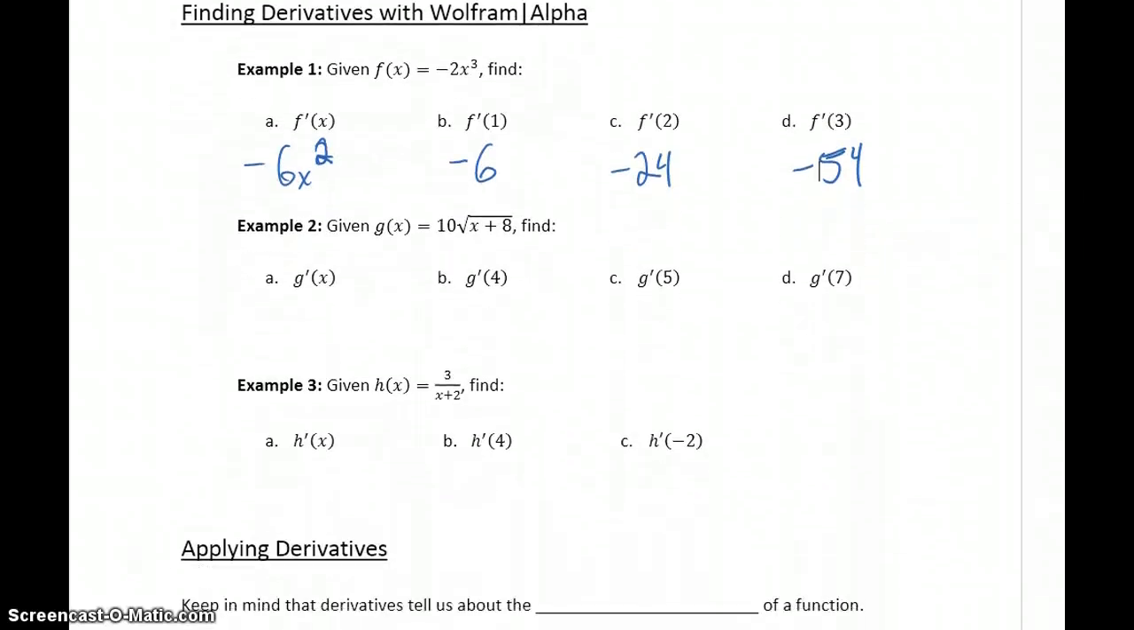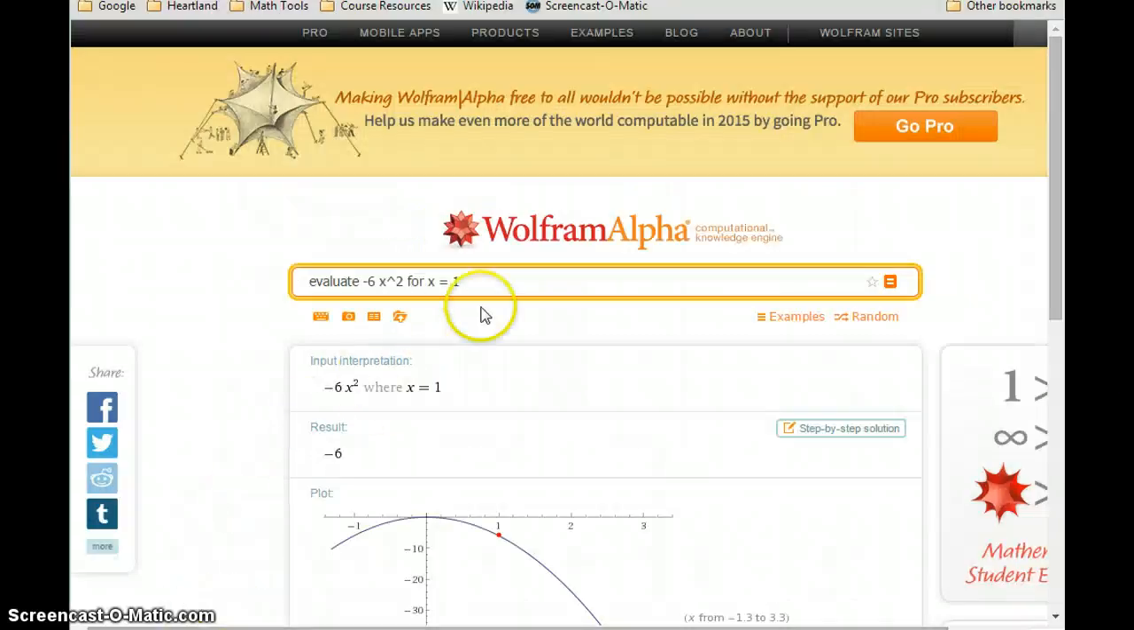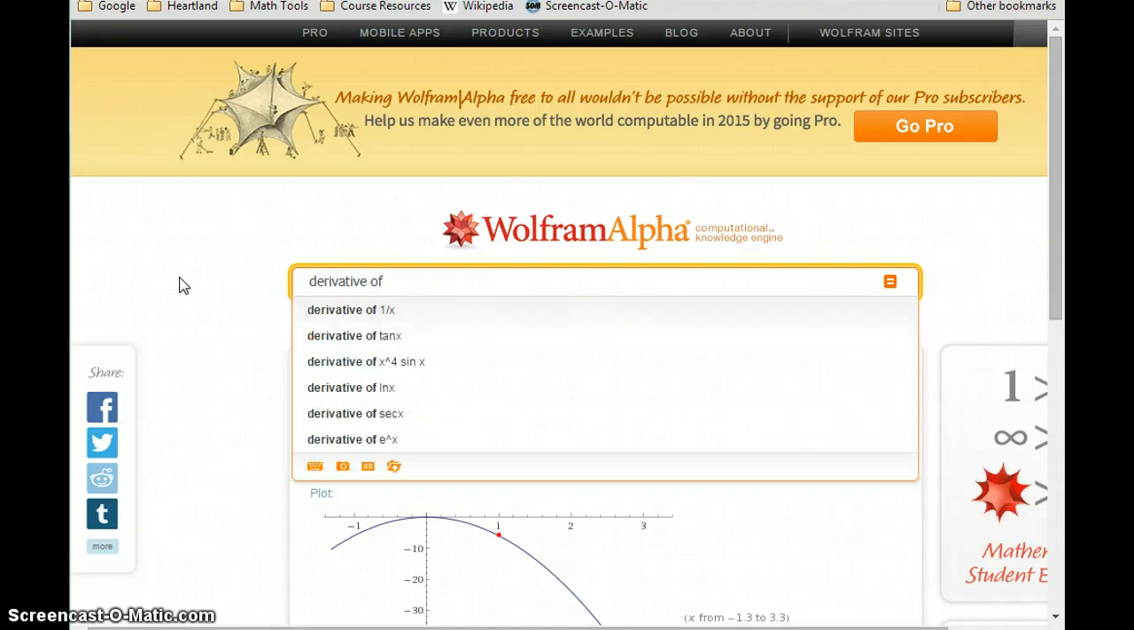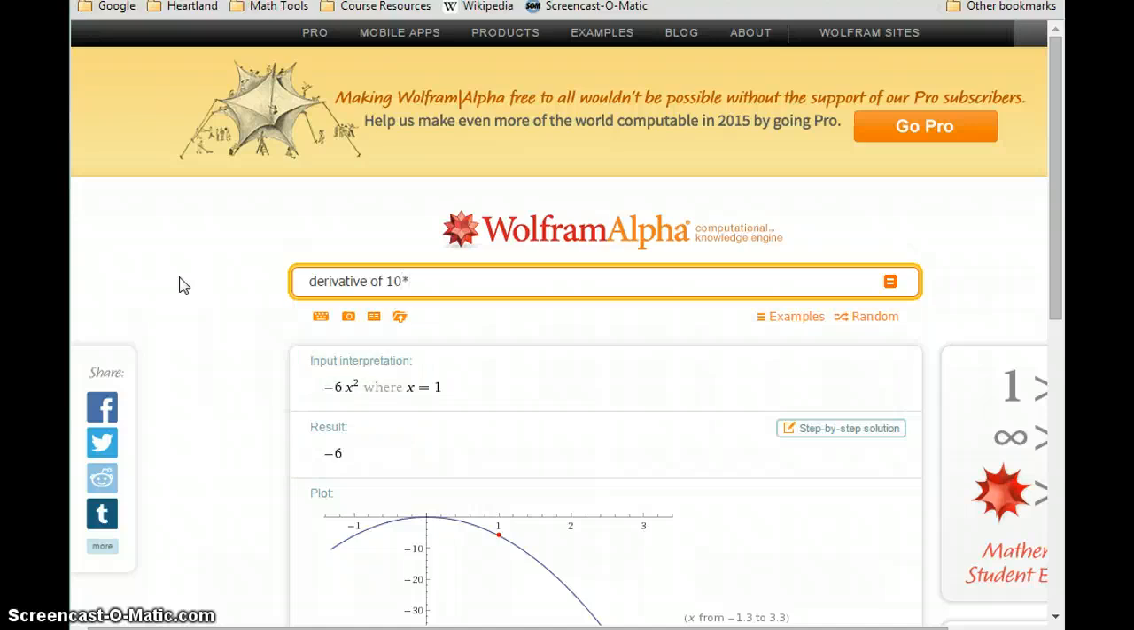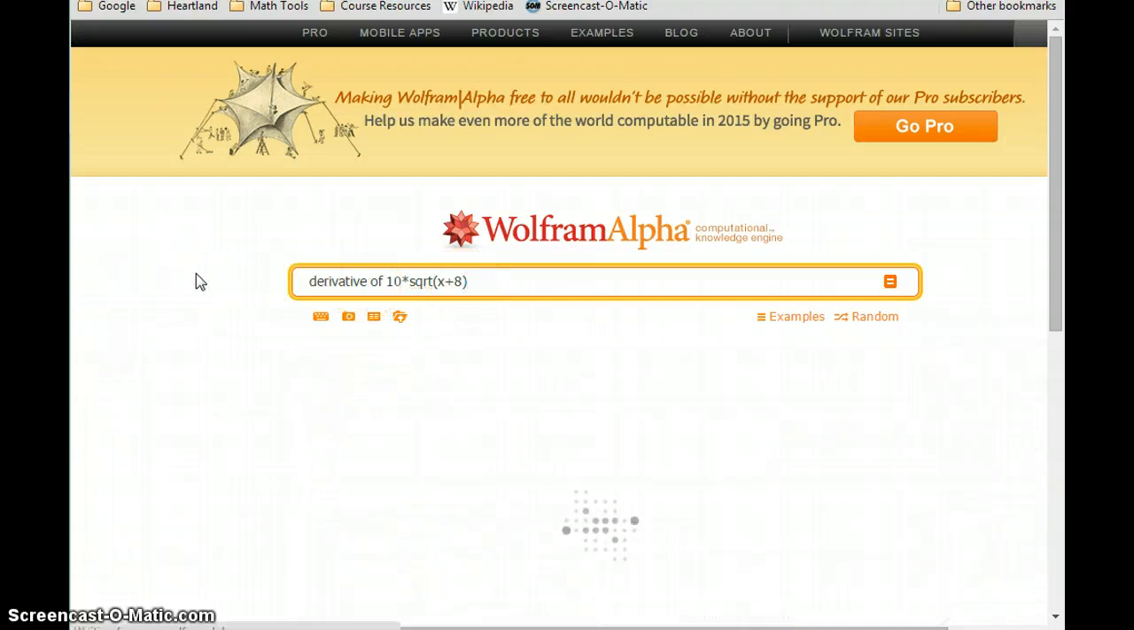But we're going to move on to looking at example 2, where now we have a slightly more complicated function. Now we want to take the derivative of 10 times the square root of x plus 8. To get to the square root, I think we could actually type out the word square root, but as a shorthand, we can use SQRT. So we've got 10 times the square root of, inside parentheses, x plus 8. We're asking it to find that derivative for us.